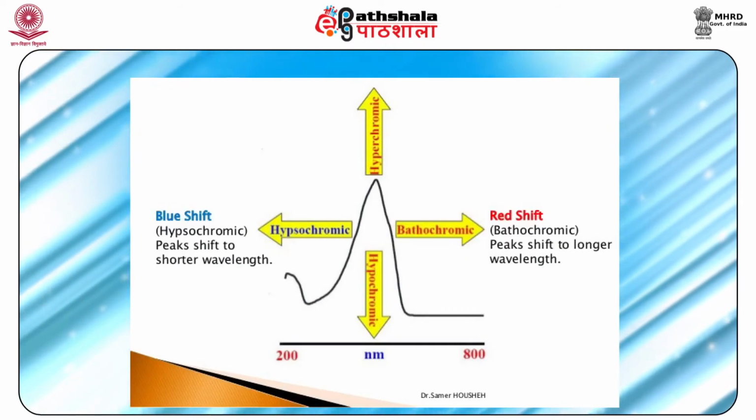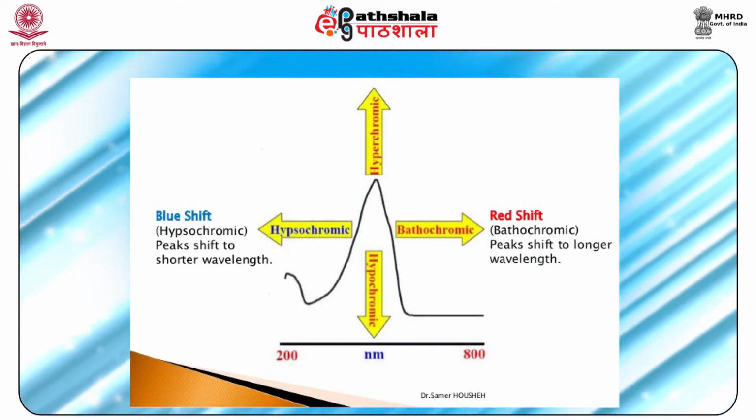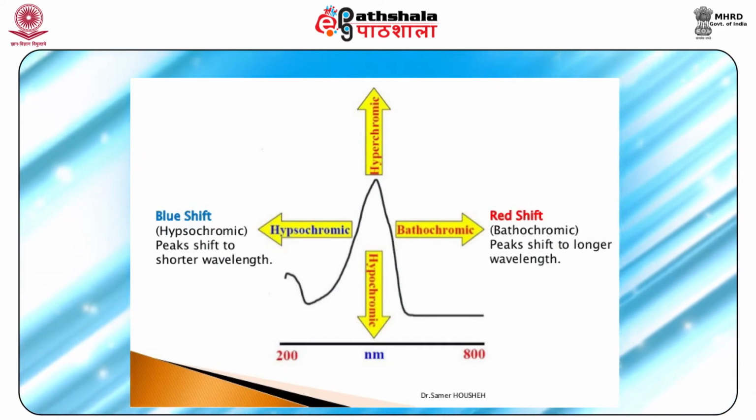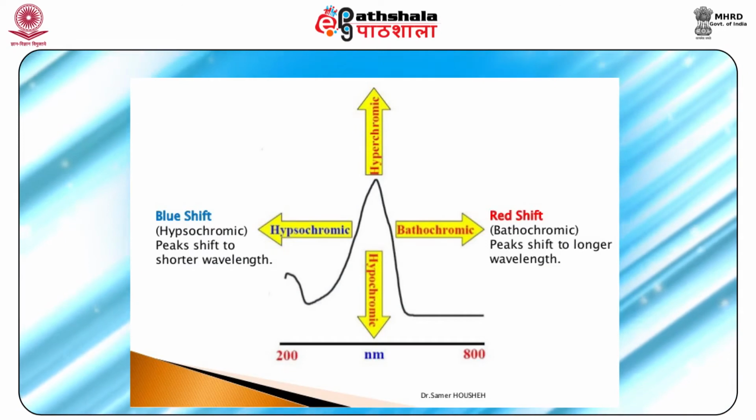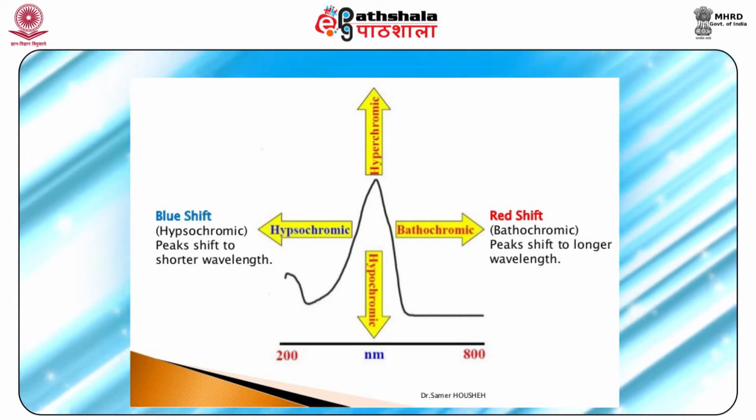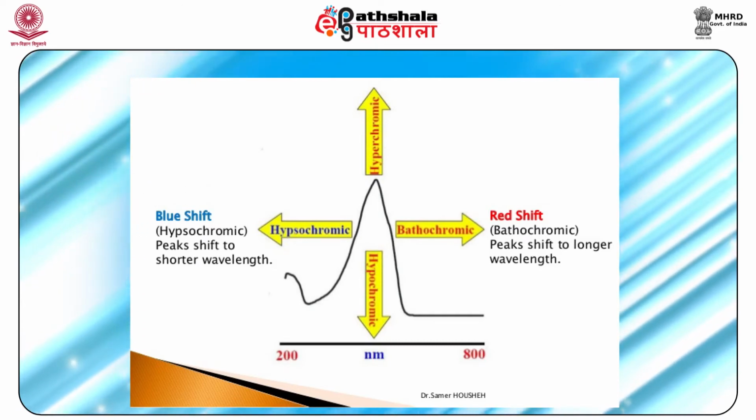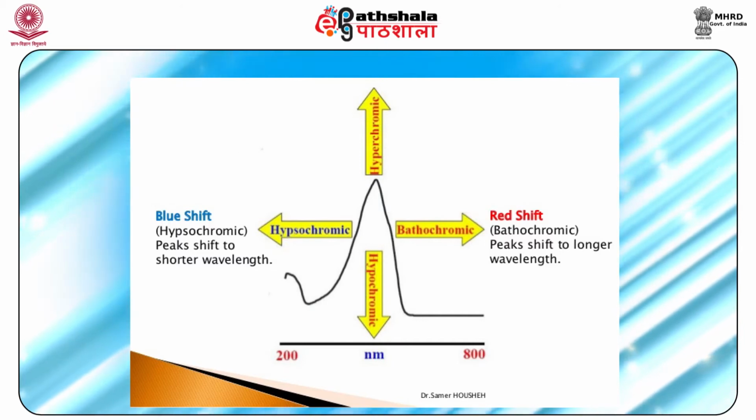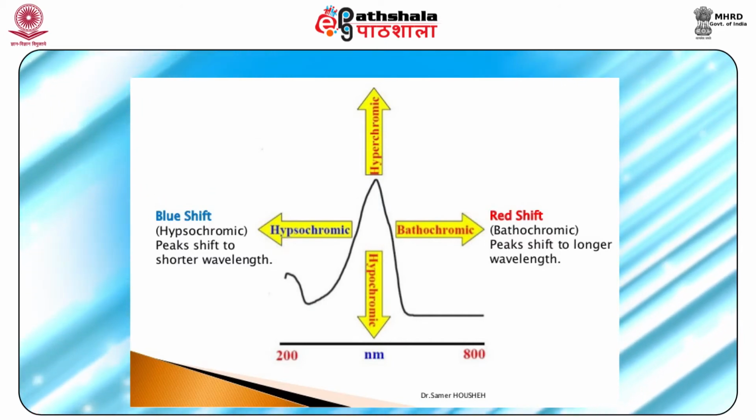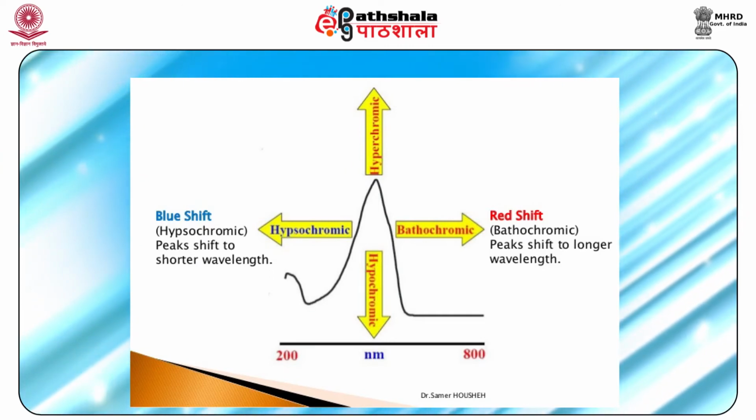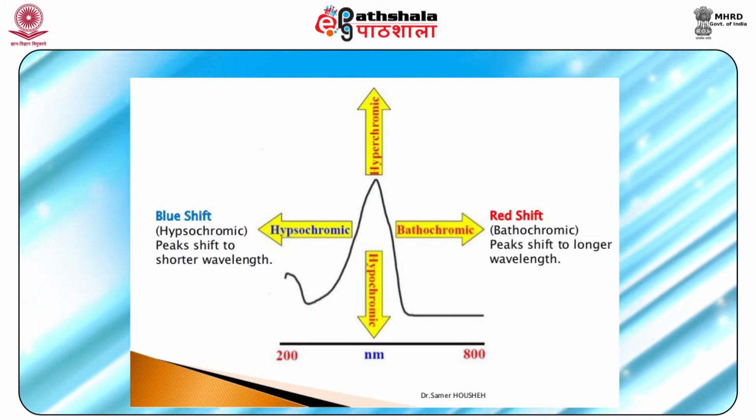Red shift or bathochromic shift. The presence of auxochrome may result in a shift of absorption maximum towards longer wavelength or lower energy, which is called bathochromic or red shift. A bathochromic shift may also be observed due to a change in solvent polarity, which results in solvatochromism.